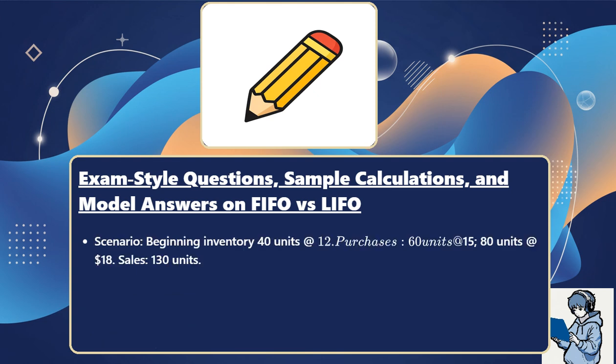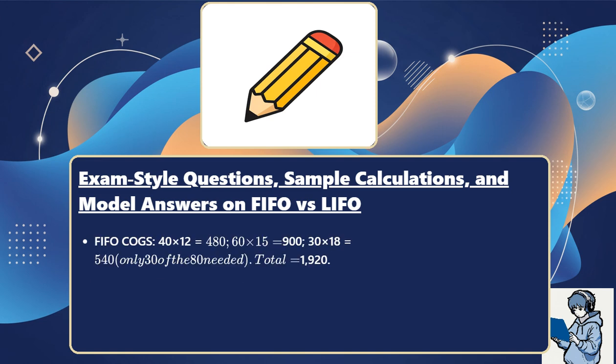Number 2. Computation: Scenario: beginning inventory 40 units at $12. Purchases: 60 units at $15, 80 units at $18. Sales: 130 units. Task: compute FIFO, cost of goods sold and ending inventory. Solution: FIFO cost of goods sold: 40 times $12 equals $480, 60 times $15 equals $900, 30 times $18 equals $540, only 30 of the 80 needed. Total equals $1,920. Ending inventory: remaining 50 units at $18 equals $900.